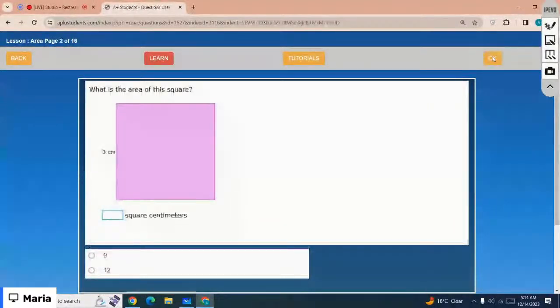What is the area of a square? A square has all four sides equal in length. So the area of a square is side times side, because it has all four sides equal in length. So which is the correct option?